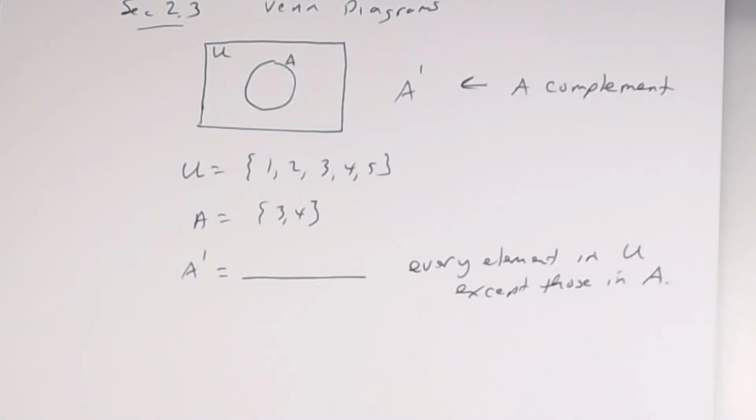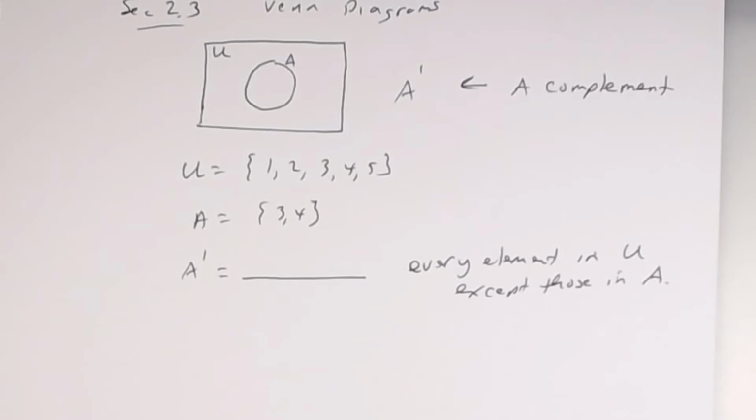So based on what we know about A, A has how many elements? 2. So what would A complement be then? Is it just 1 and 2? And 5. Okay?